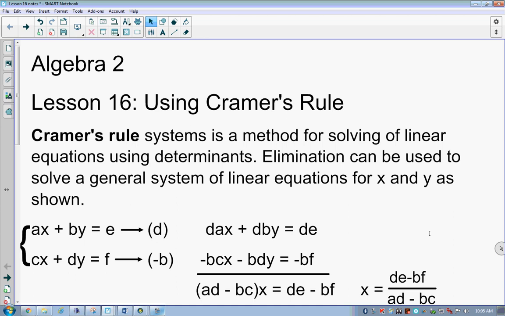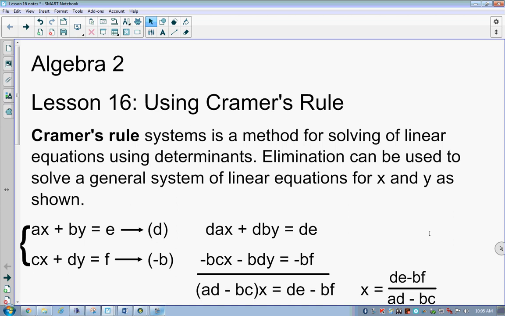All right, Algebra 2, Lesson 16, using Cramer's rule. So far, we've talked about systems of linear equations, or just systems of equations. Solving by graphing is one method used to solve systems of equations. Cramer's rule is just another way.